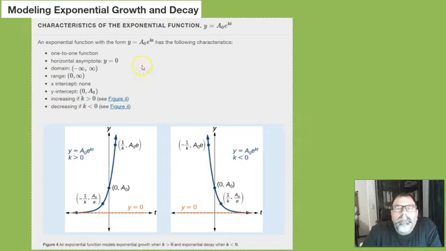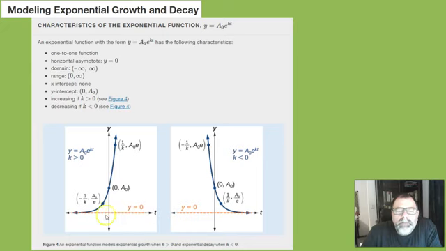Alright, let's review some characteristics of the exponential function y equals a sub 0 e to the kt. Notice that both of the functions, whether it's what we call exponential growth or exponential decay, are one-to-one functions. We have a horizontal asymptote on the x-axis, y equals 0. The domain is all real numbers, negative infinity to infinity.